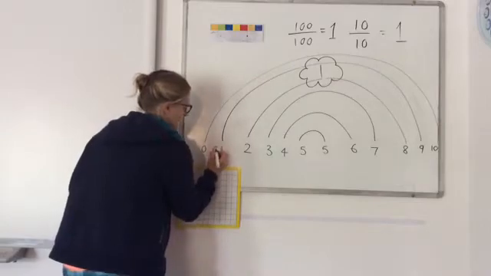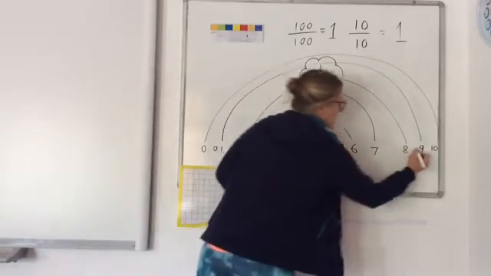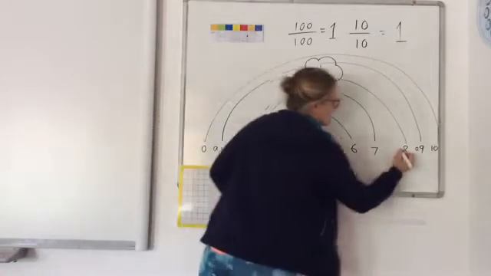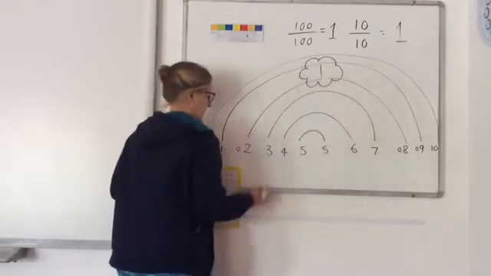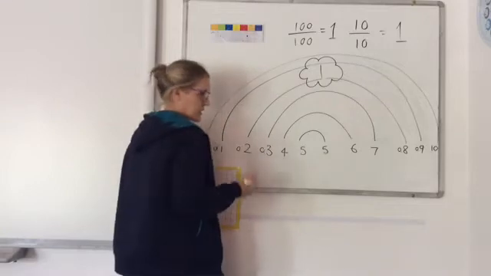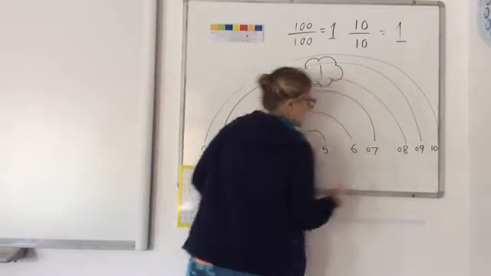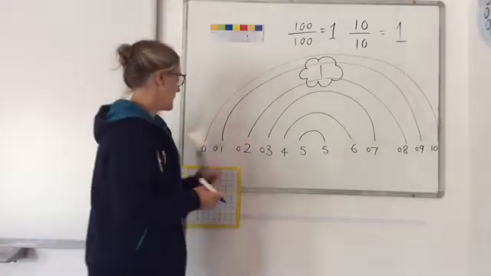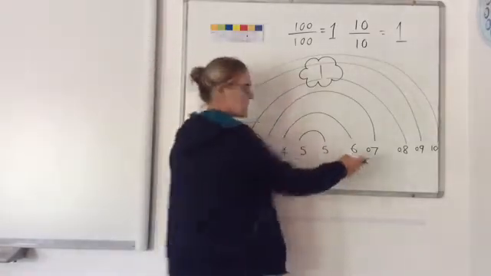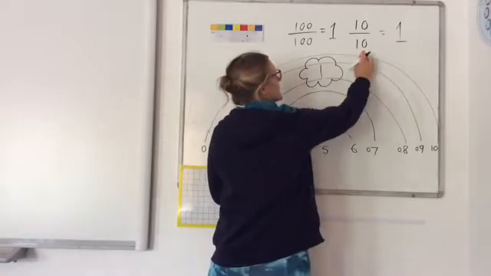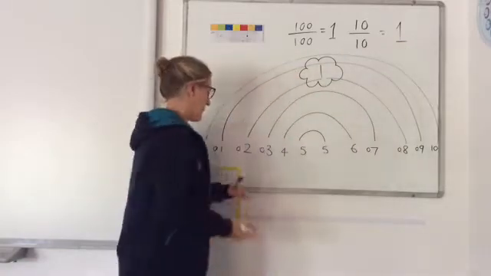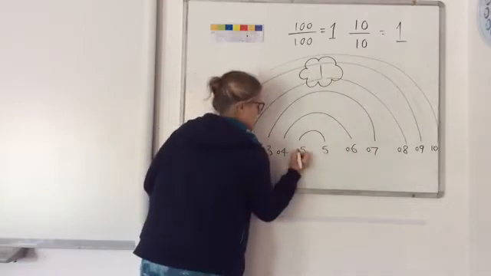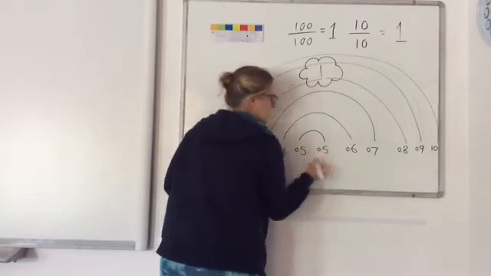So I'm going to have 0.1 and 0.9, 0.2 and 0.8, 0.3, which is 3 tenths, and 0.7, which is 7 tenths. Now we know they go together to make one whole because 3 tenths and 7 tenths is 10 tenths, and 10 tenths makes one whole. We carry on 0.4, 0.6, 0.5 and 0.5.